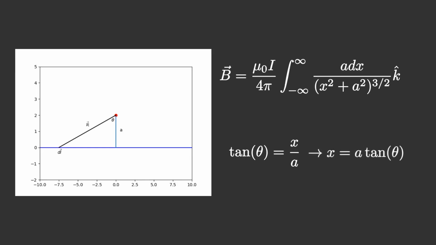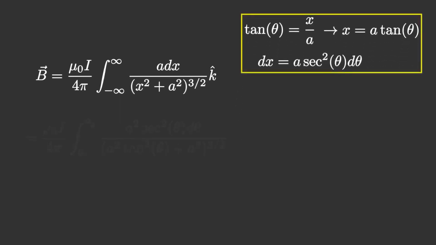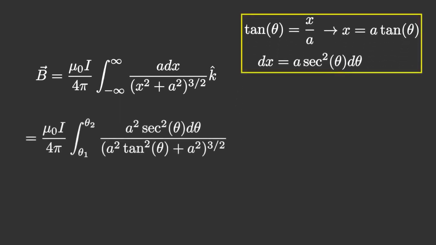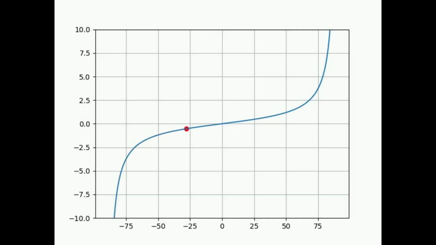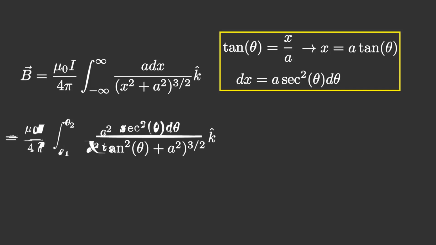So then the differential is just a secant squared theta d theta. So now we can take this substitution and substitute it into our integral. And what we get is the following. Now, as for the bounds, if you look at a graph of the tangent function, you'll see that at negative pi over 2 and pi over 2, or negative 90 degrees and 90 degrees, the tangent function has a value of negative infinity and positive infinity. So then we just replace the bounds with negative pi over 2 and pi over 2.